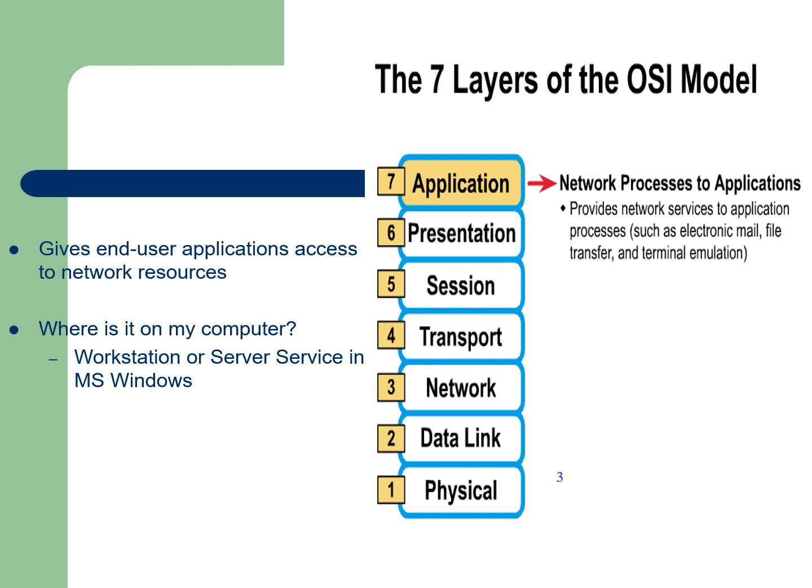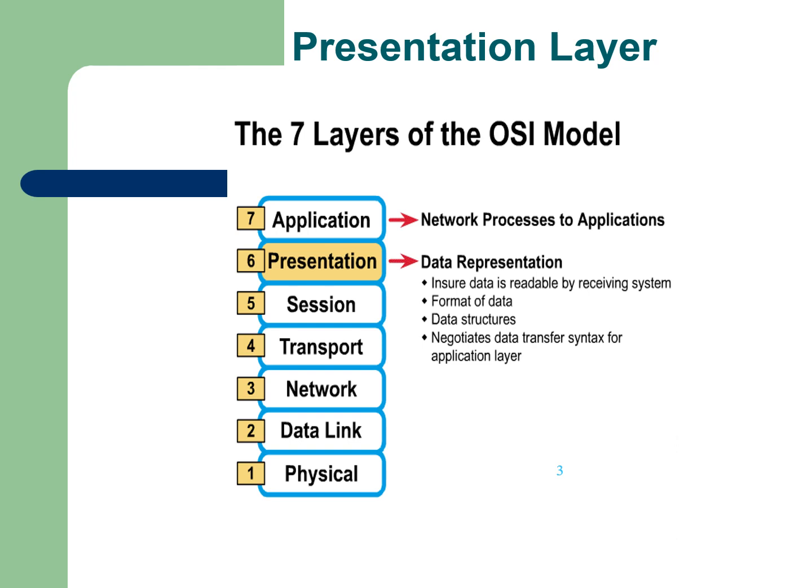The functions of the application layer are network virtual terminal, file transfer access and management (FTAM), file services, mail services, and directory services.